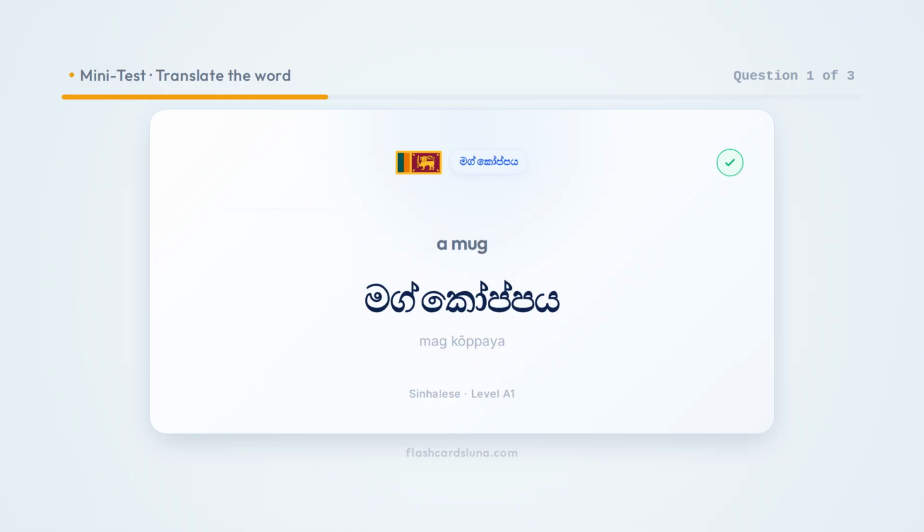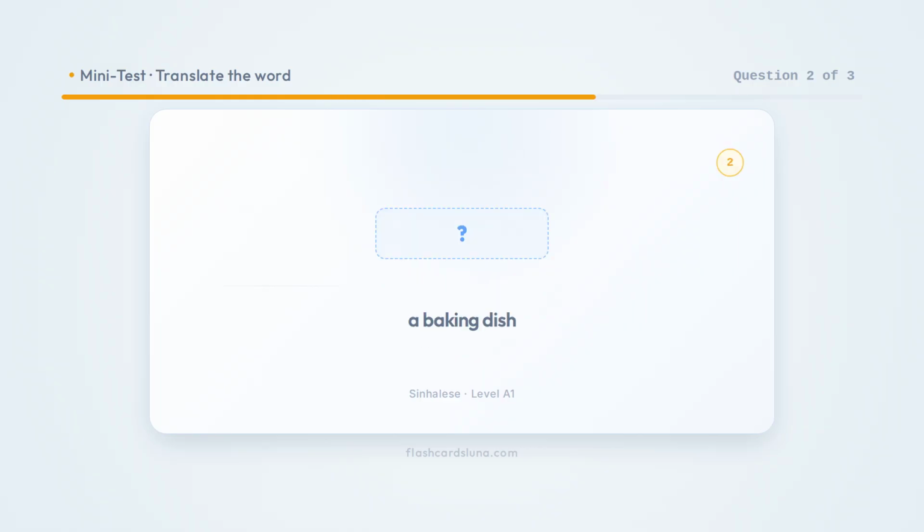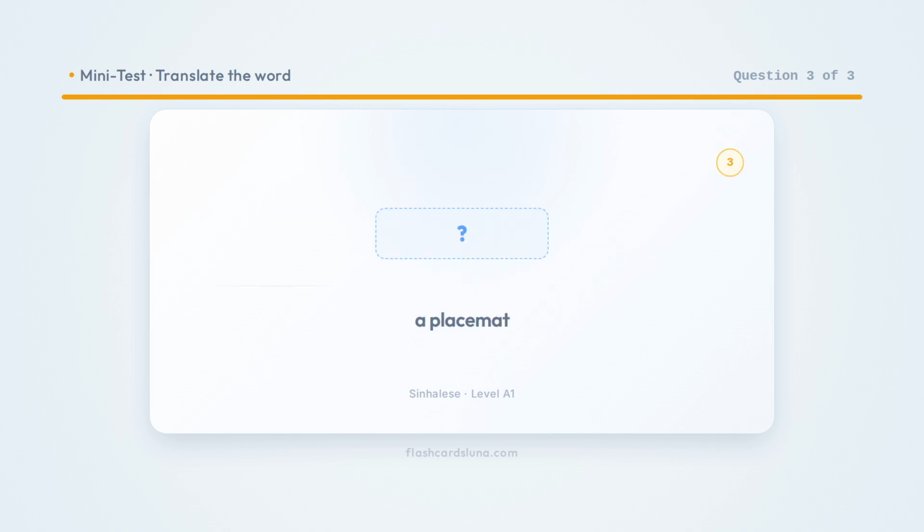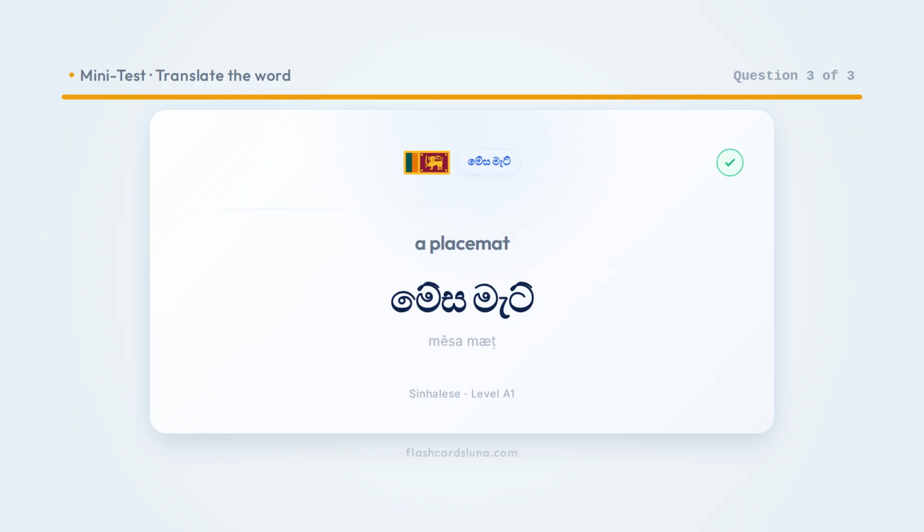Magi kappe. Baking bading. Missy mutter.